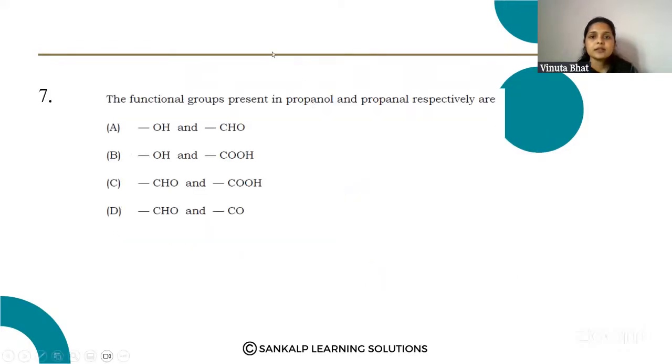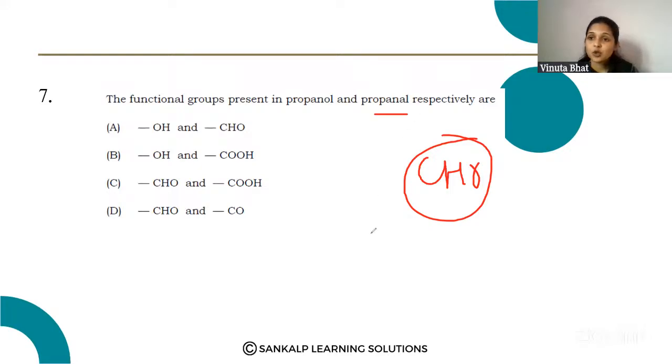Next question. The functional groups present in propanol and propanal. Propanol is the alcohol group, OH group. Sorry. In the first question also, sorry for the wrong information. Propanal, that is the CHO group. Okay. Propanal, that is the CHO group. So CHO means aldehyde group.